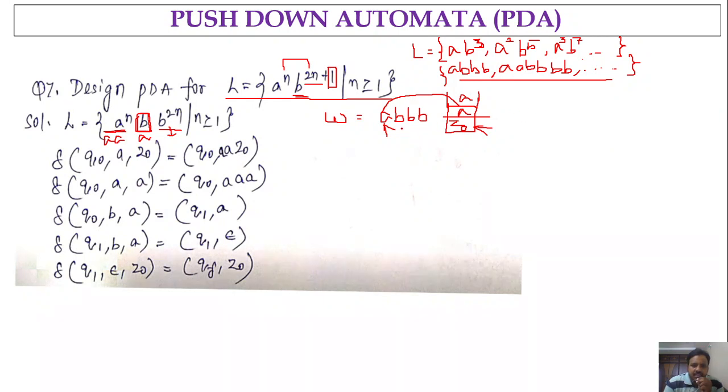Okay, so like this. Now, when we get the next input as small b, what we have to do is that we have to push 1 a, right? So for this b, we are going to push 1 a onto the stack. Okay, so this will be the content. Now from second b onwards, we will pop the stack, right? Whenever we get a small b and top of the stack is a, then we are going to pop that a from the stack like this.